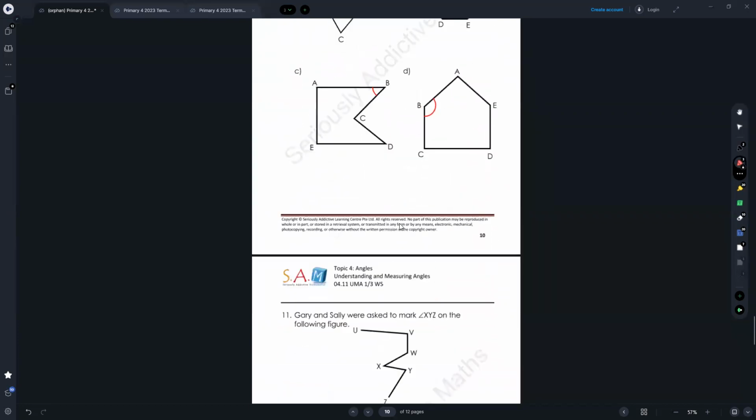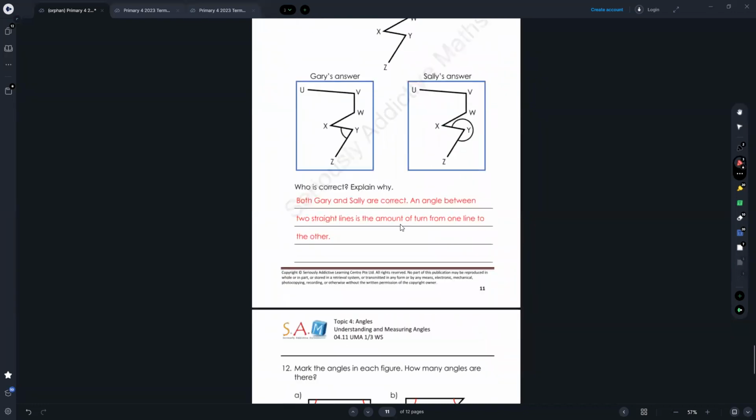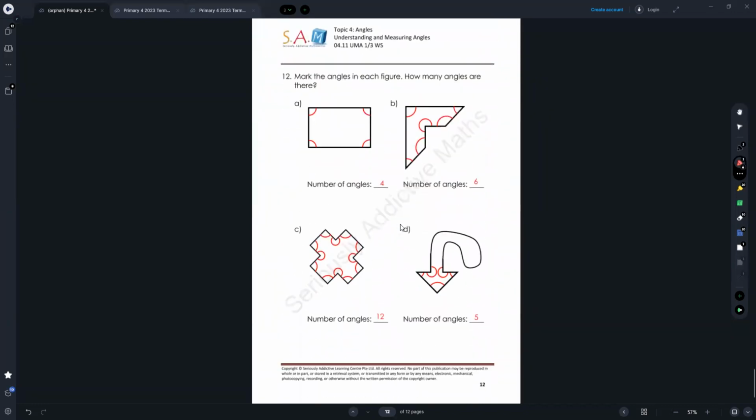Then let's see. Again, try one question with them here. Mark the angles in each figure. How many angles are there? Let's try this one. Okay, all right, and then that's it.